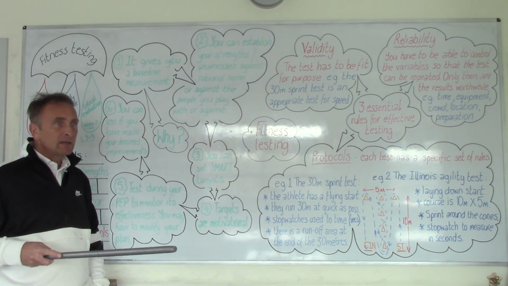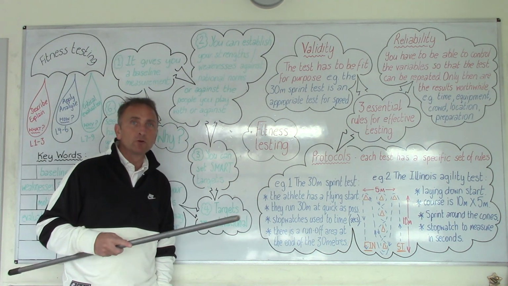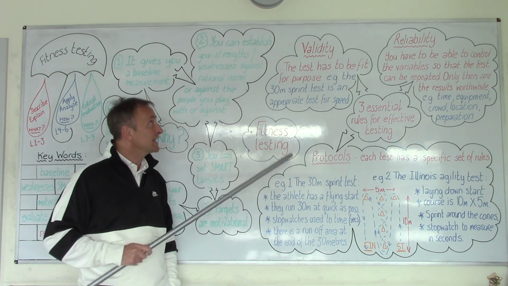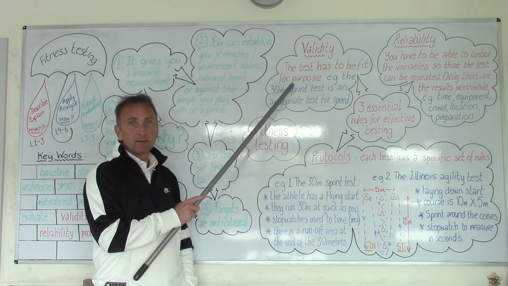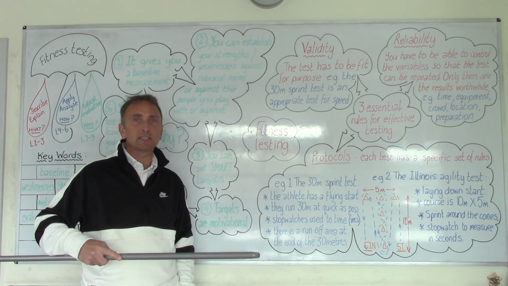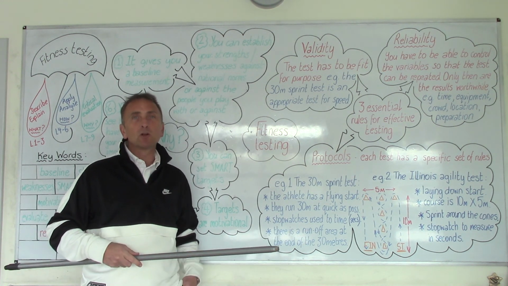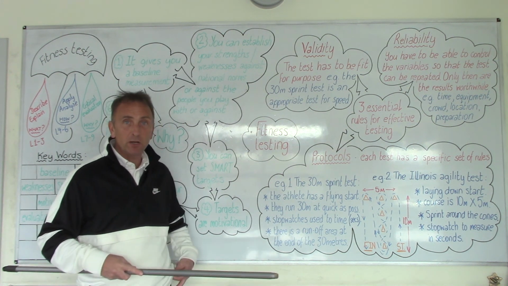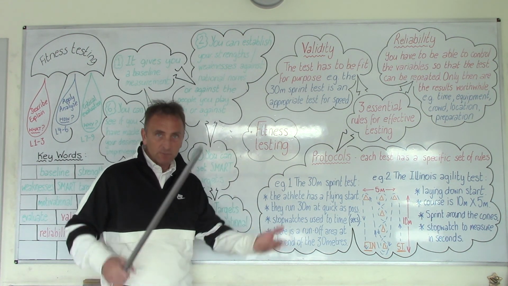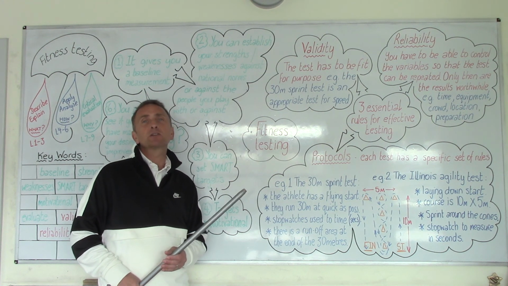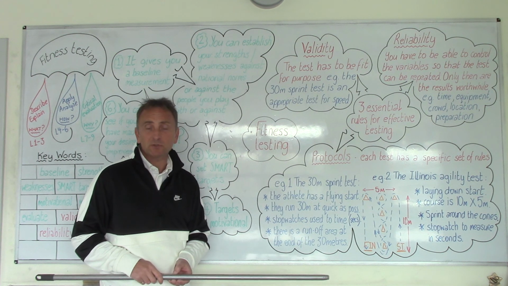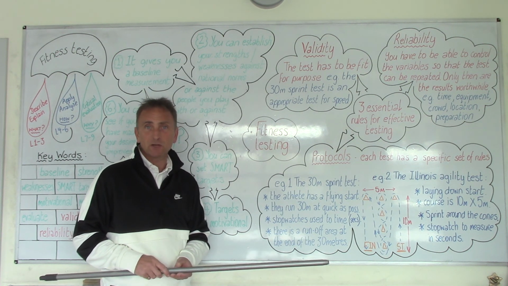Fitness testing has to follow 3 rules to be effective. The first rule is that the testing has to be valid. There has to be validity to your testing. What do I mean by that? Well, does it test what it's supposed to test? Is it fit for purpose? So for example, let's go back to my speed again. If I wanted to measure my speed, then a 30-metre sprint test would be an absolutely valid test to measure my speed.